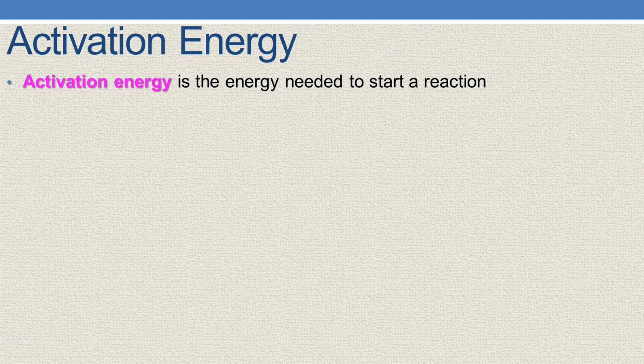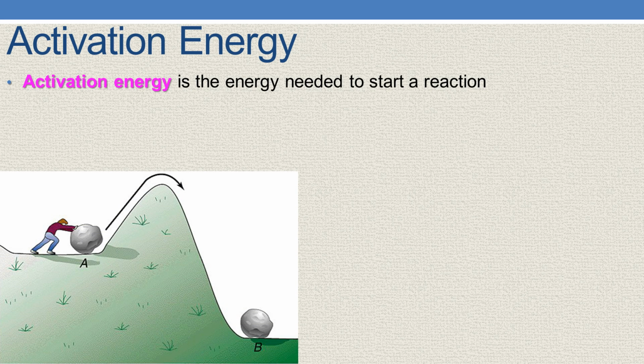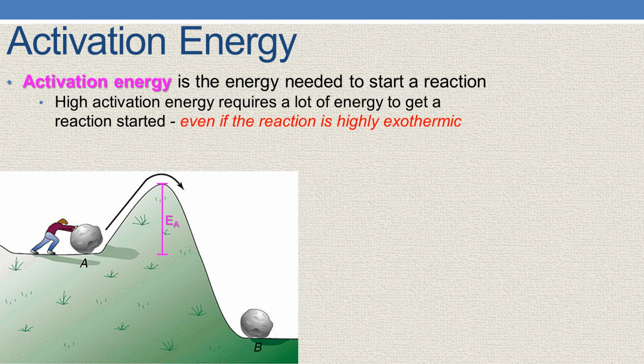Activation energy is really what we need to get over. Activation energy is the energy needed to start a reaction. You don't have it, you're not going over it. Think of it as like a guy pushing a boulder. He's got to get it from A to B. He needs to get it down there. However, there's that hill in the way. That hill is the activation energy, or E sub A. A high activation energy requires a lot of energy to get the reaction started.